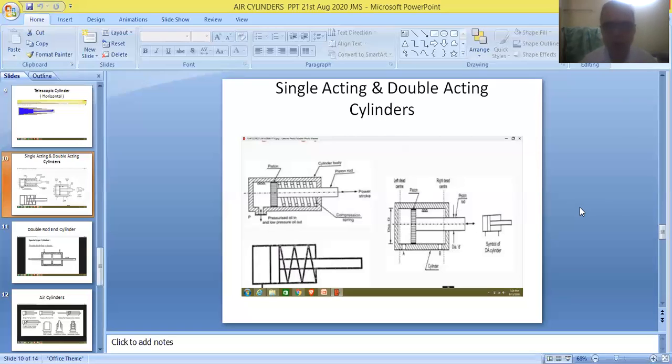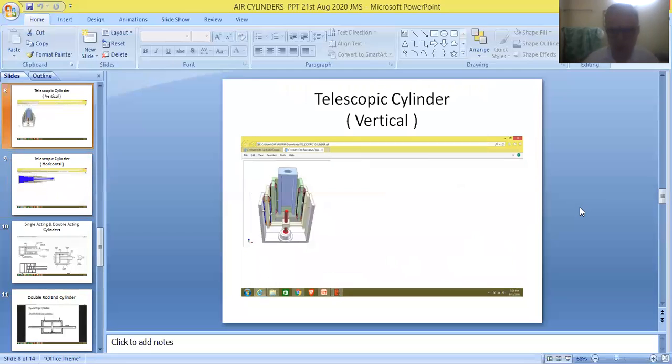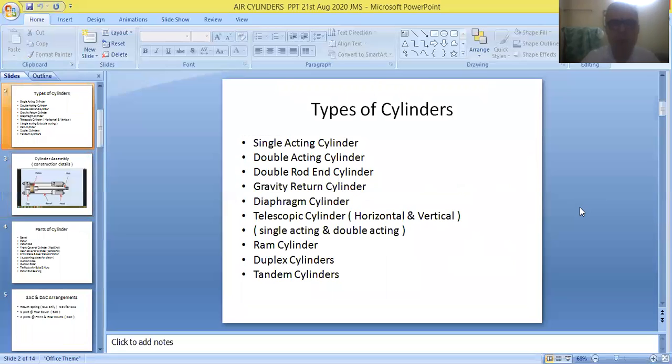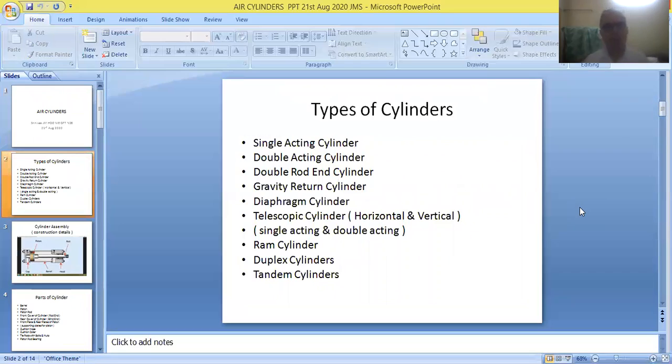So friends, we have to be thorough with all these aspects pertaining to single acting and double acting cylinders. So friends, these are the types of cylinders used in fluid power systems.